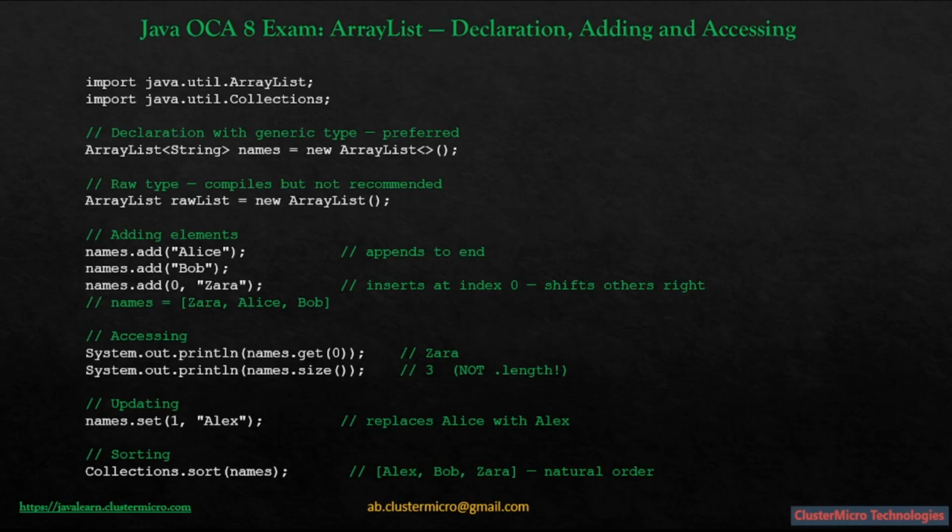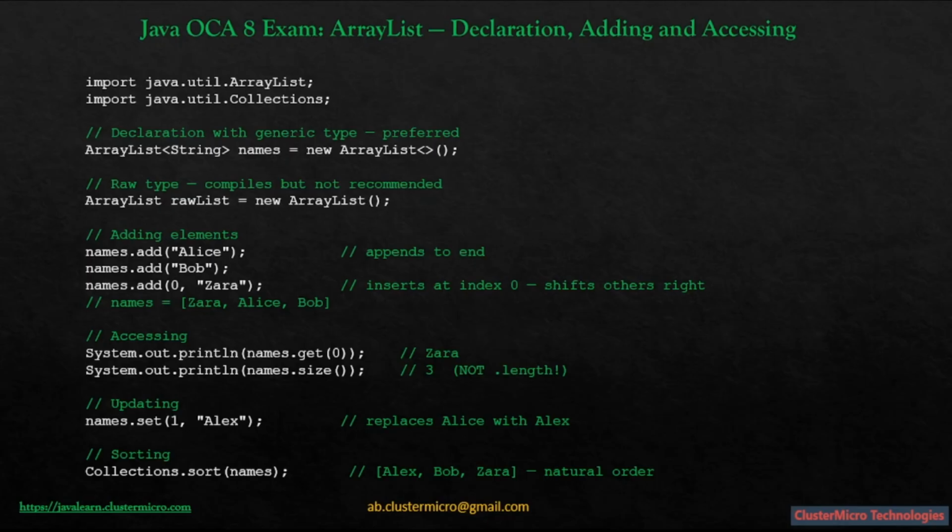So you must import it from java.util. It is typically declared with a generic type in angle brackets, which tells the compiler what type of objects it holds. So writing ArrayList with String within the angle brackets means only strings can go in and you can get strings back without casting. Add with just an element appends to the end. Add with an index inserts at that position and shifts all existing elements to the right.